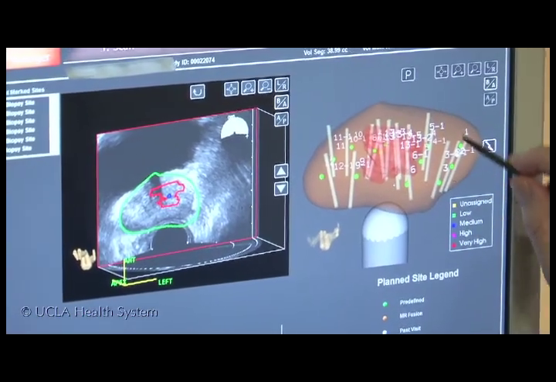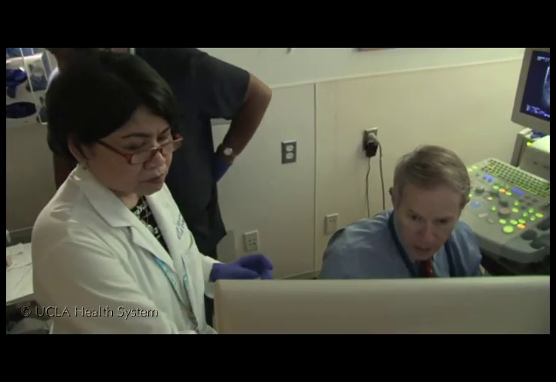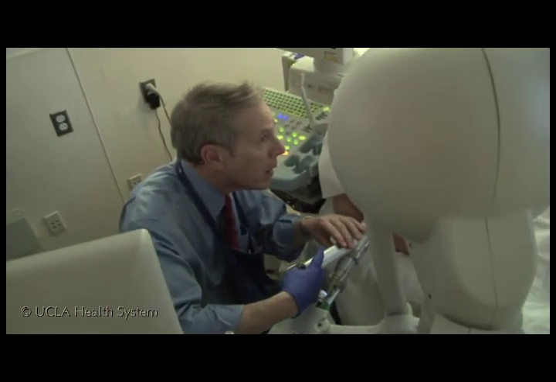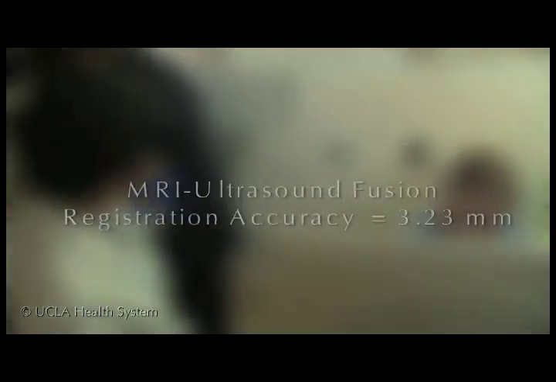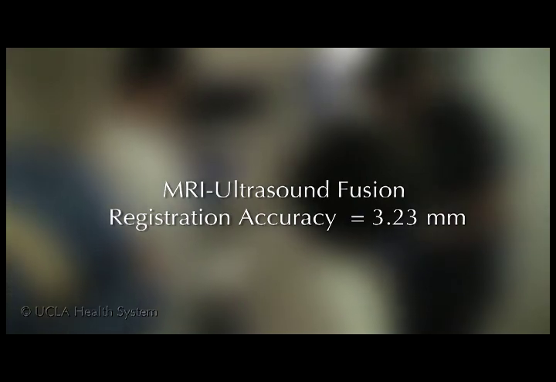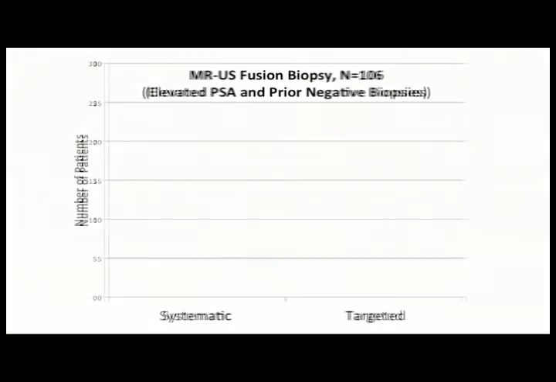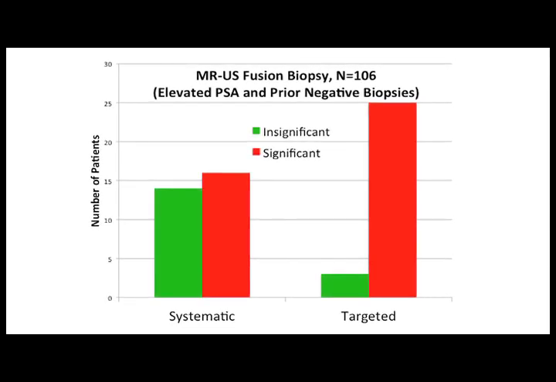One special circumstance where this targeted biopsy method is of great value is in men who've had prior biopsies of the prostate because of elevated PSAs, but their biopsies are negative. Our preliminary study showed fusion of MRI and real-time ultrasound to be accurate in patients to within approximately 3 millimeters. In the first 106 men with prior negative biopsies and persistently elevated PSA, targeted biopsies diagnosed nearly twice as many men with significant cancers, but 5 times fewer men with insignificant cancers.